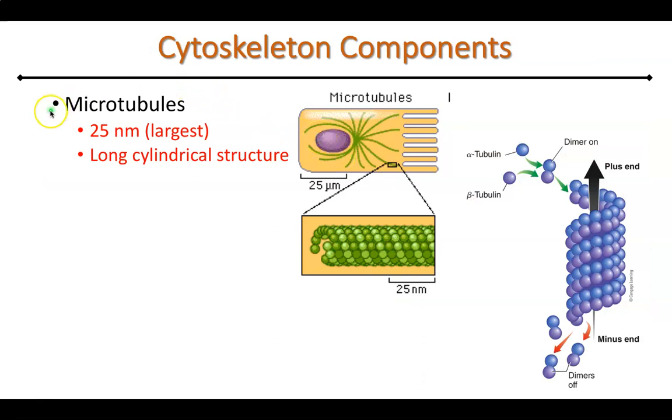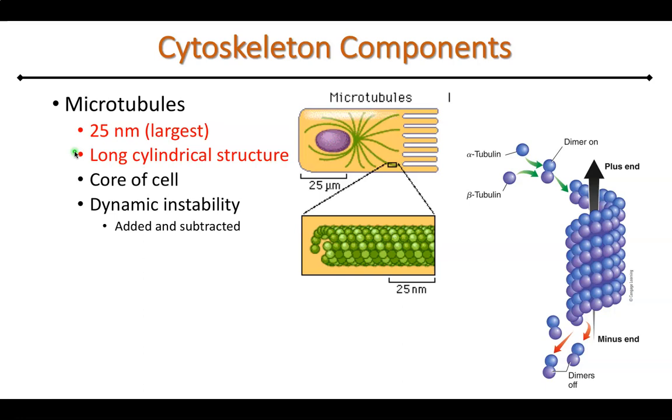The largest one, so if you're making a list, the largest one is the microtubules. So micro usually means small, but in this particular case, it's the largest one. Think of a tube. Think of something pretty big, like a hollow tube. A microtubule is going to be the largest, so it's 25 nanometers. But it's a long cylinder. It's a long hollow cylinder. And you're going to typically find the microtubules in the core of the cell. So right in the middle of the cell, near the nucleus, is where you would find the microtubules.